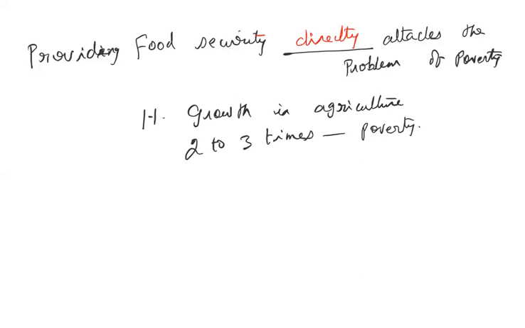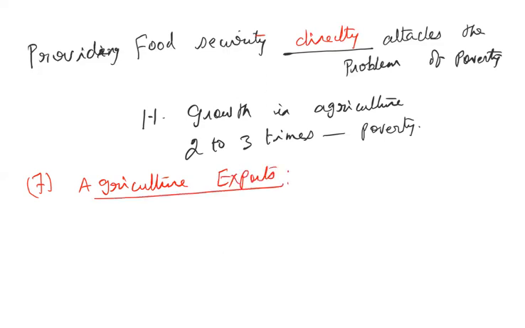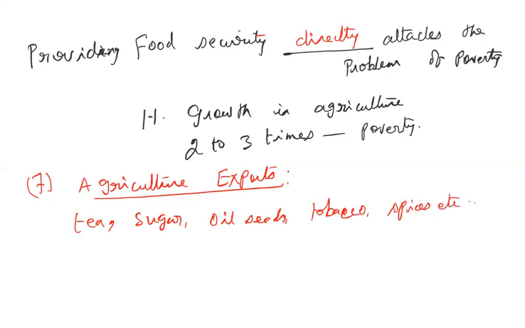Okay, then the next is the contribution of agriculture to our exports. India is famous all over the world for certain products. For example, tea, sugar, oils, oil seeds, tobacco, and spices. India has got the reputation.